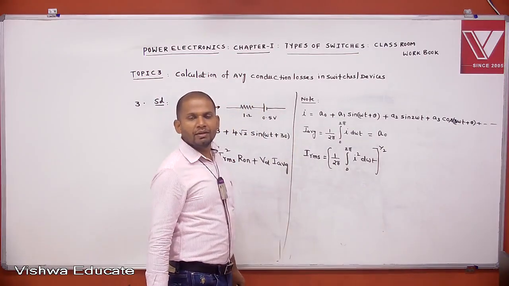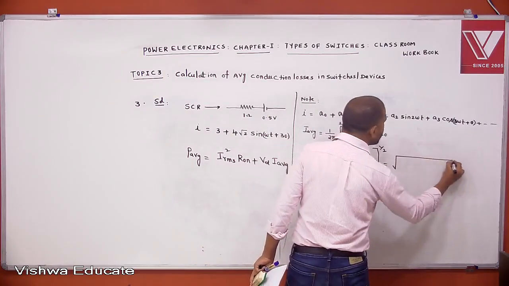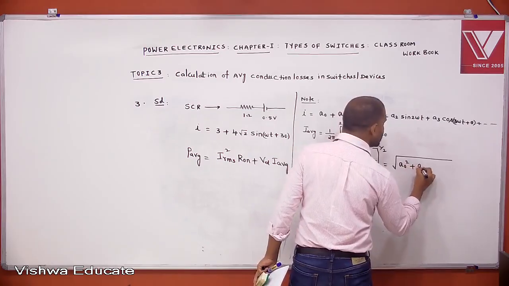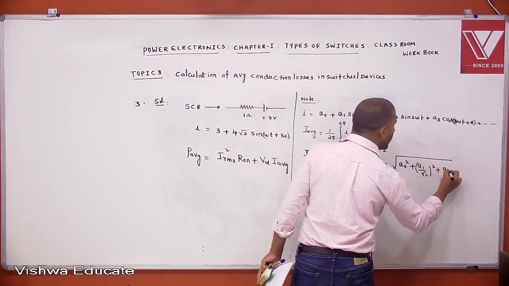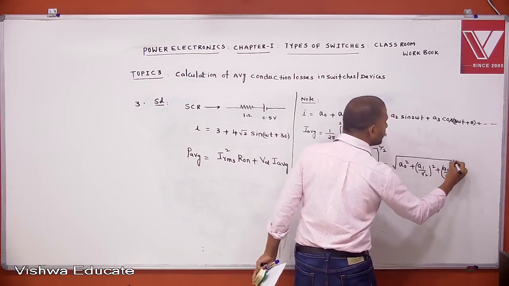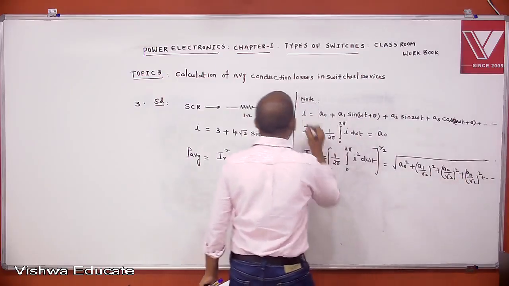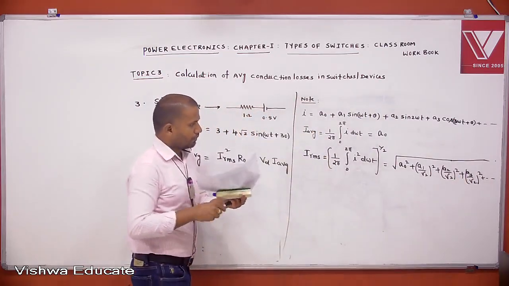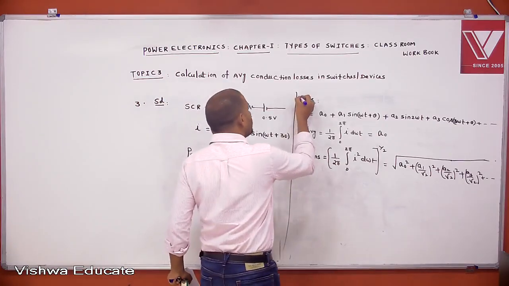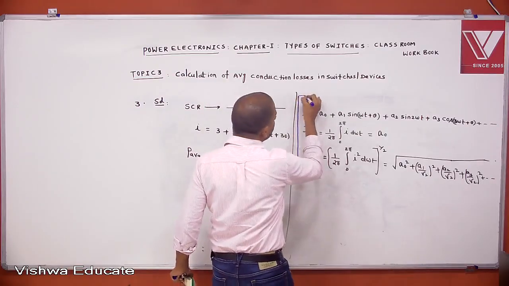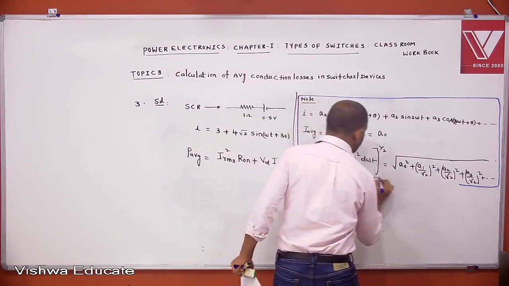But every time doing integration and substituting limits is a lengthy procedure, so directly remember like this. For this type of current equation, RMS is the square root of A naught square plus A1 by root 2 whole square plus A2 by root 2 whole square plus A3 by root 2 whole square plus and so on. You remember this as a note. Okay, this formula is very important. This note is very important. I am not giving the derivation, so you concentrate. It is very important to answer this type of question.